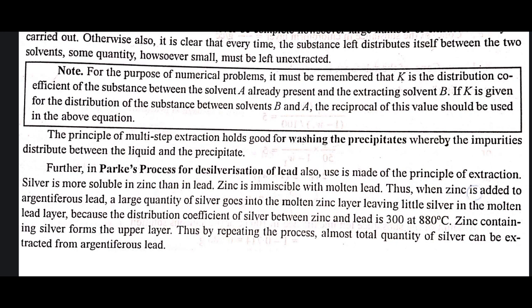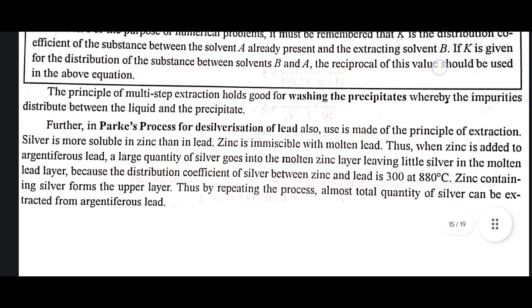Silver is more soluble in zinc than in lead. Zinc is immiscible with molten lead. Thus, when zinc is added to argentiferous lead, a large quantity of silver goes into the molten zinc layer, leaving little silver in the molten lead layer.